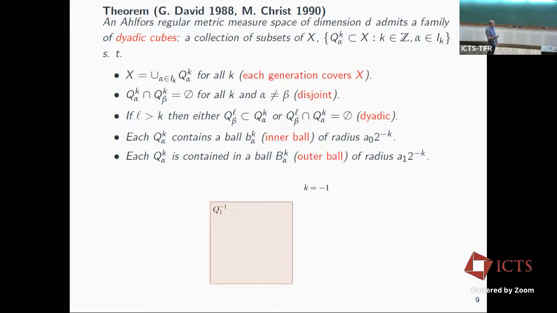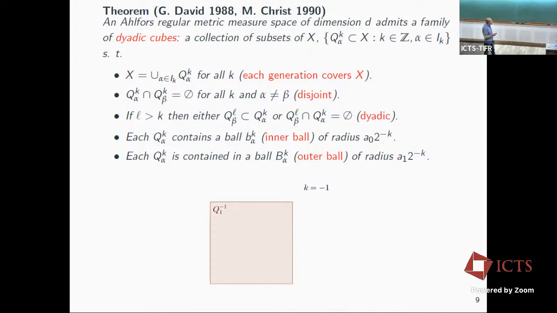This theorem Guy David proved in 1988, and a little later Michael Christ gave a direct proof. By this I mean that Guy David proved it for Ahlfors regular spaces embedded in R^n. And then there is a theorem that shows that every Ahlfors space can be embedded into R^n. So it was an indirect proof somehow, and then Michael Christ gave a direct proof in spaces with a little greater generality. Okay.